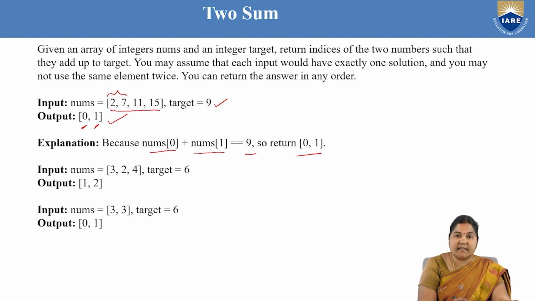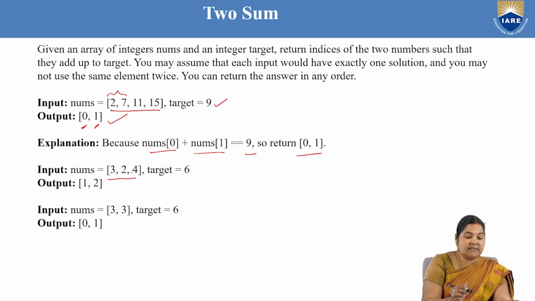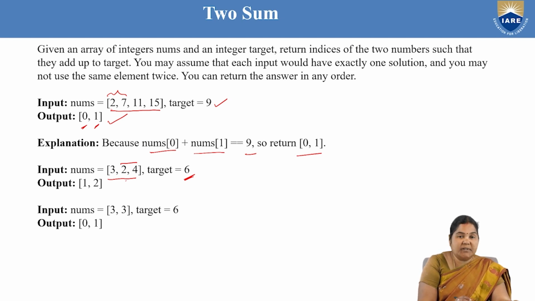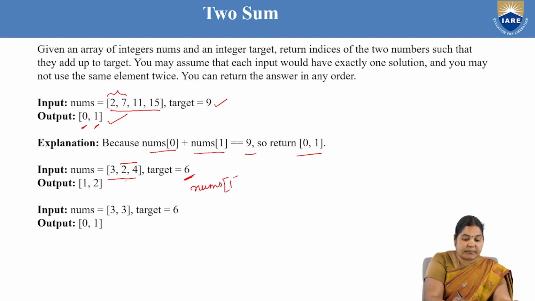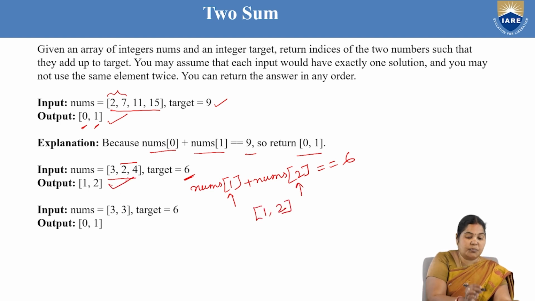Let us understand this second test case. Here the nums array contains 3, 2, 4 and the target value is 6. If I take the first two values, nums of 0 plus nums of 1, 3 plus 2 becomes 5. So it is not meeting the target. If I take the next two values 2 and 4, then 2 plus 4 becomes 6. So nums of 1 plus nums of 2 will give you the target 6. So what are the indices? Indices are 1 and 2. So we have to return 1, 2. This is the output we are expecting.